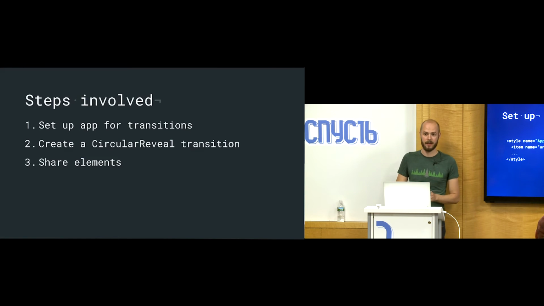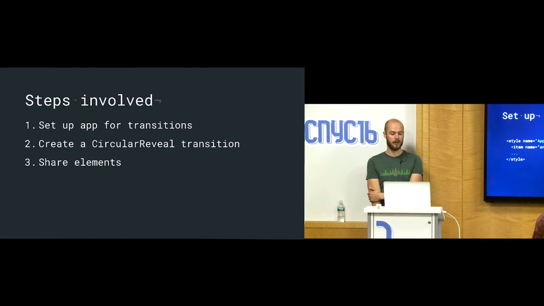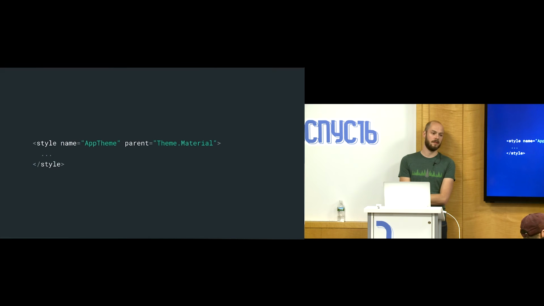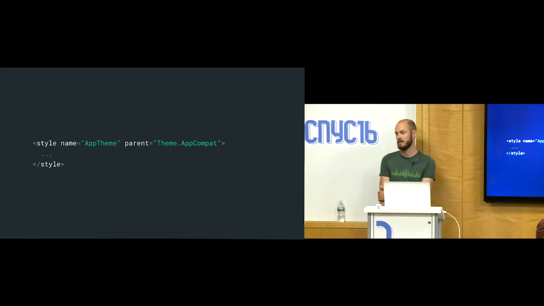The setup is fairly straightforward. You just say window activity transitions, set this to true, either within your app theme or within the activities that you're running this on. But the cool thing is if you inherit your theme from Material or AppCompat, you get this for free because those have this already turned on in their themes.